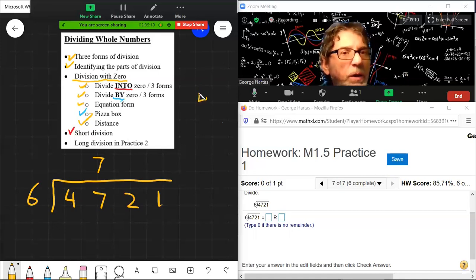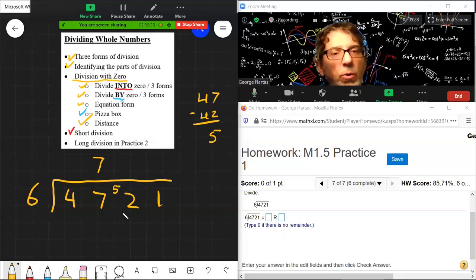So we got 47 minus 42, right? Well, that's 5. The difference is 5. So our remainder is 5, which goes right up here, top left of the next digit over, the 2. This is a 52 now.